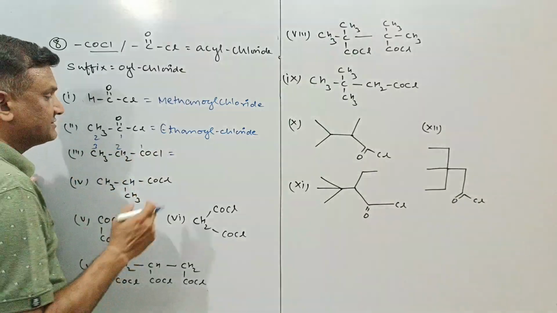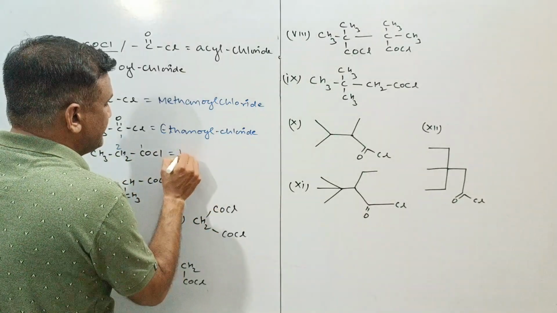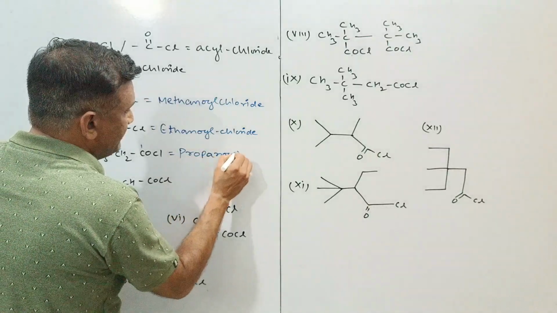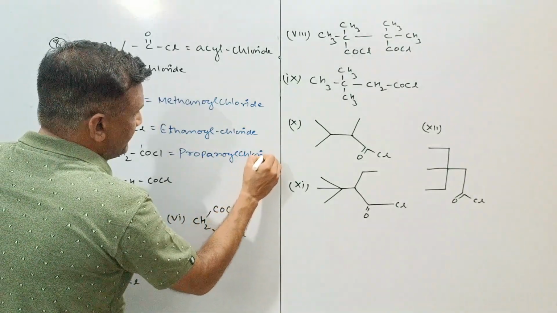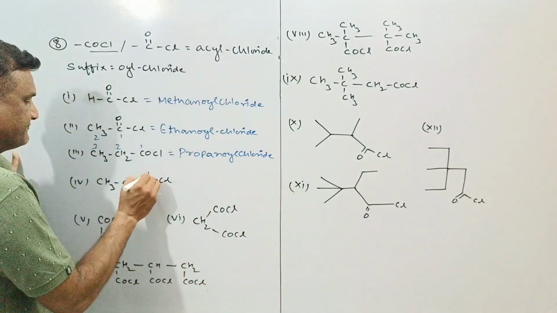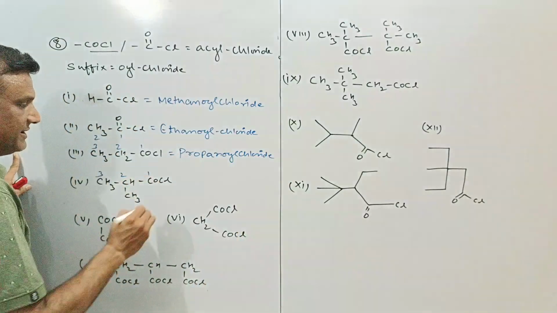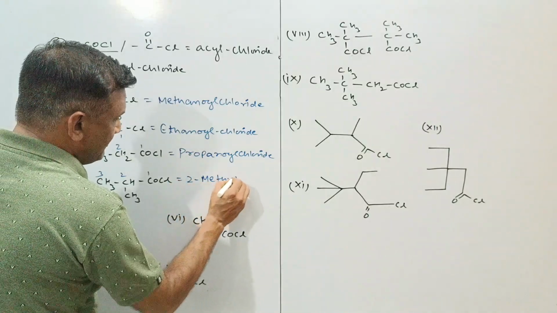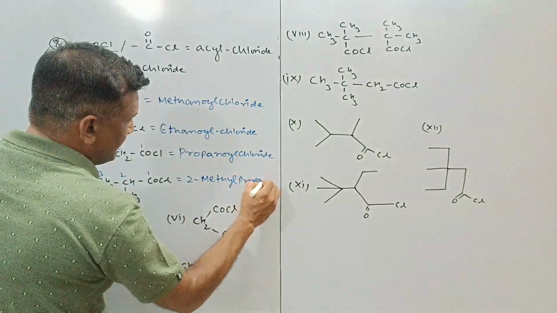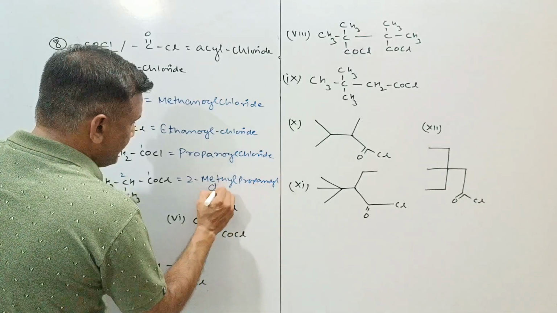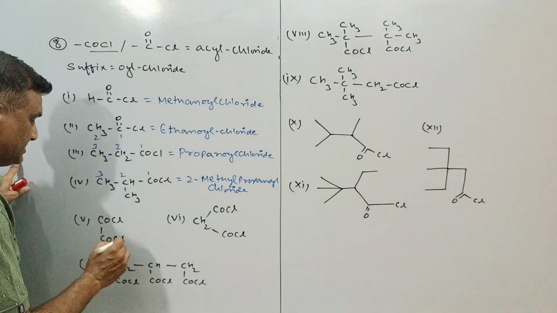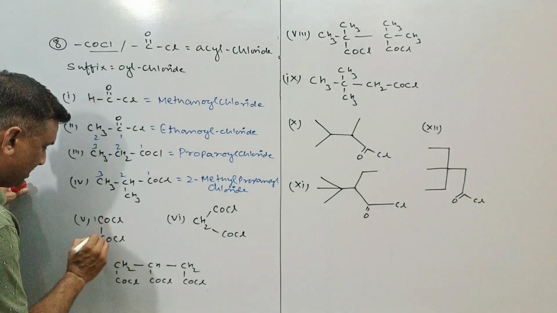For this, it is 1, 2, 3. Again, the carbon contains the functional group, so there is no need to give the position. Propanoyl chloride. Here is 1, 2, 3. There are 3 carbon atoms. At number 2 position there is methyl, so 2-methylpropanoyl chloride.